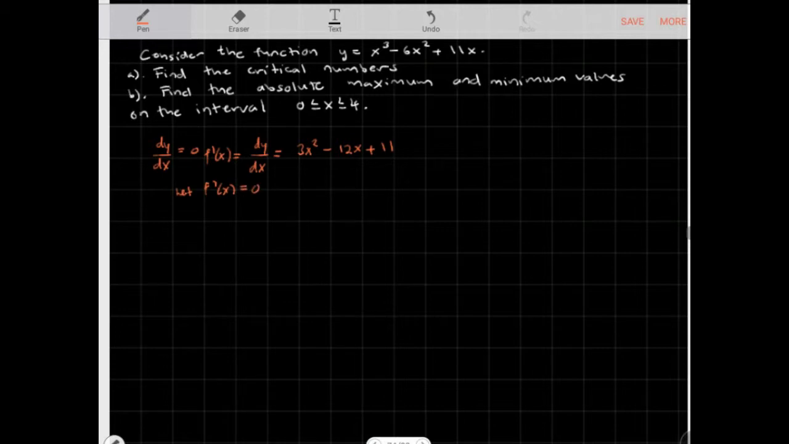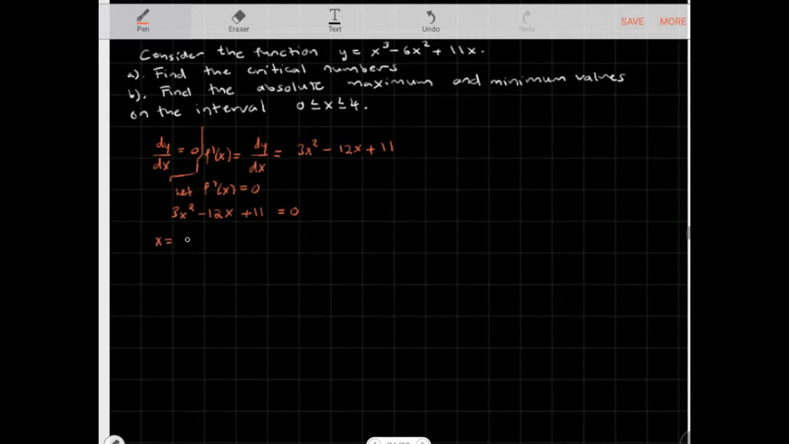So if I let f prime of x equal 0, then I get 3x squared minus 12x plus 11 is equal to 0, and then I'm going to factor this guy out. Now you can notice here that this doesn't seem like it's factorable, right? You want two numbers that multiply to 33 that add up to negative 12. It doesn't seem to be factorable, so what you could do here is use the quadratic formula.